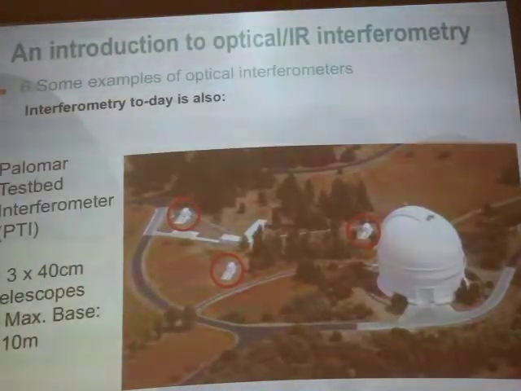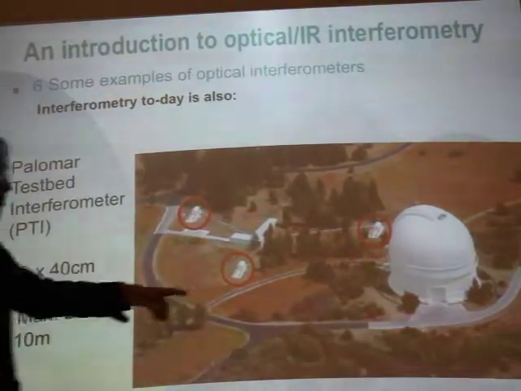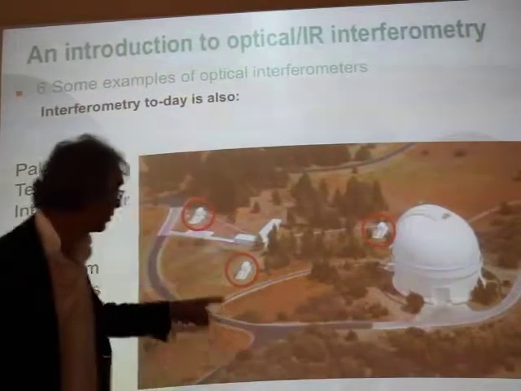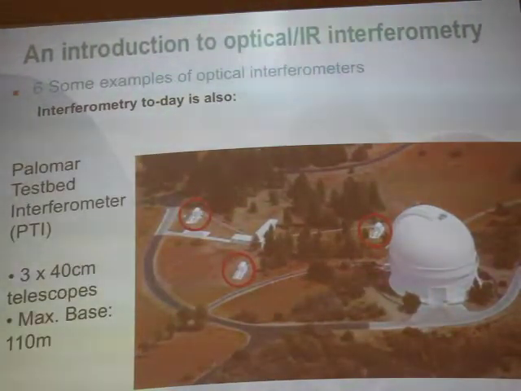This is another example of an optical interferometer near the Palomar telescope. This is the dome of the 5 meter Palomar telescope. So you have here three small telescopes. It was also called the Palomar Testbed Interferometer, just 40 centimeter telescopes with a maximum baseline of 110 meters. They were used to prepare a space interferometric mission, to debug the system. But the mission never took place.